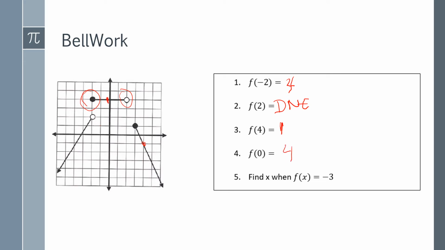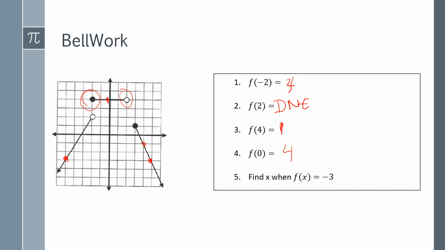Then they want us to find the places where f of x is -3. So I'm looking for when my y value is -3. So that's going to be at 1, 2, 3. So we see that happens at two places. It happens here and it happens here. So what are those two values? -1, 2, 3, 4, 5.